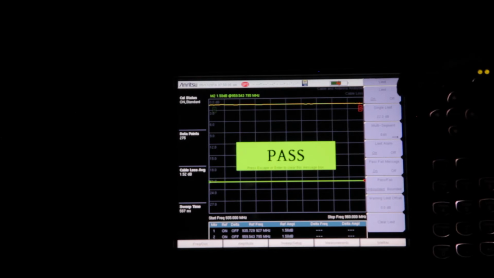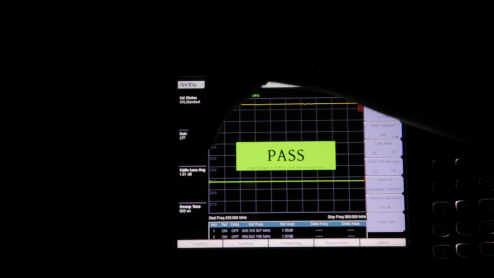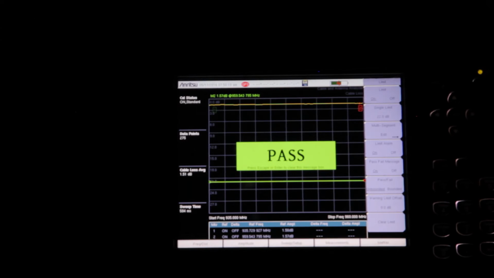Here we have insertion loss, which is 1.5. This is the direct reading of insertion loss. It gives the average, and you can also get it while you are doing some calculations.